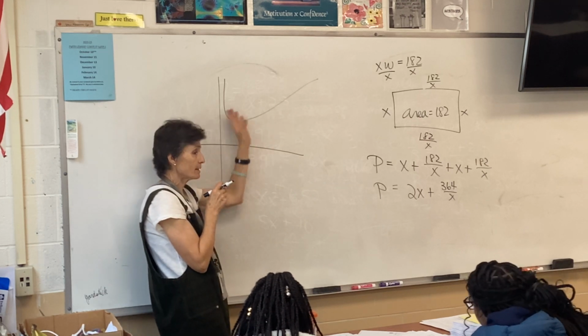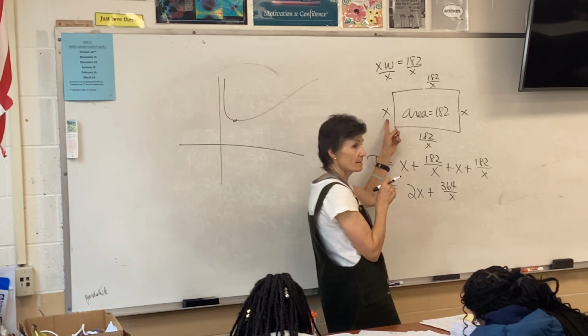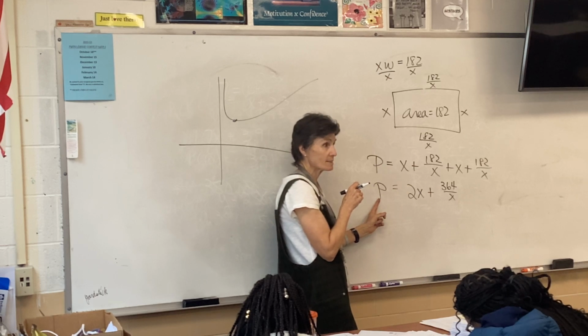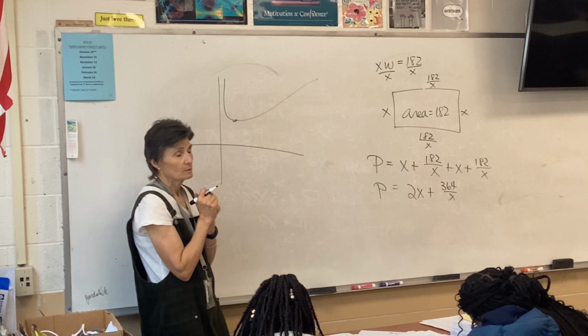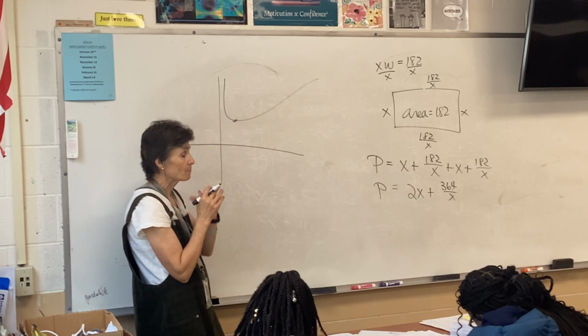Notice I'm only looking in quadrant one because x is positive, would you agree? And y is the perimeter, it's also positive. So your mins should obviously be zero. We don't know what's going on over here. We don't care.